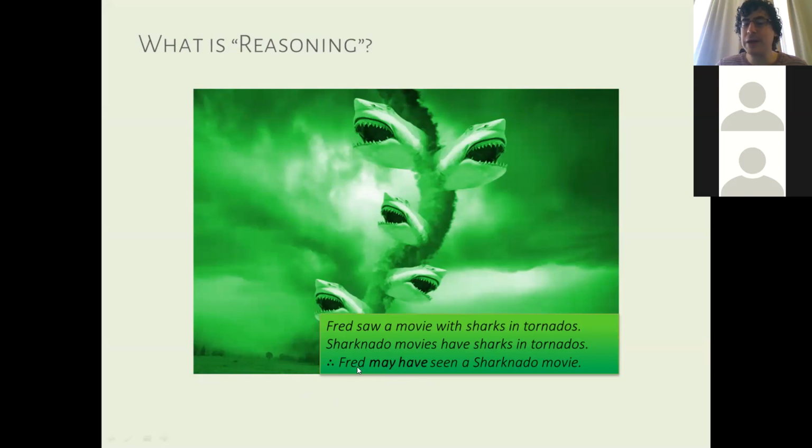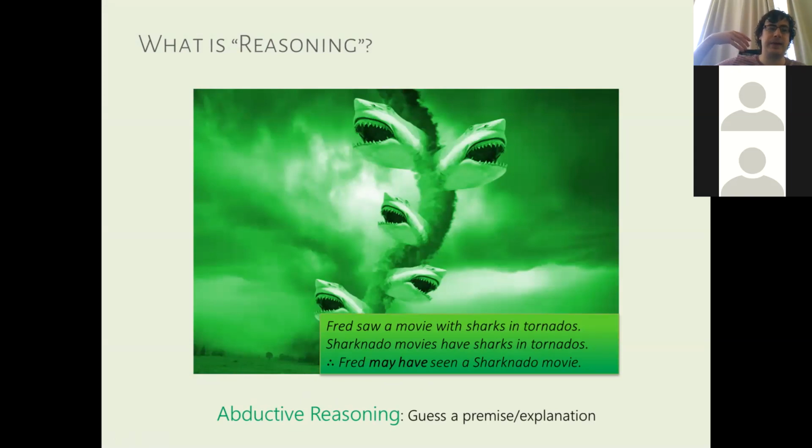It's a way of explaining observations with something more general, or not necessarily more general, just a possible explanation for an observation. So this form of reasoning is called abductive reasoning, where the idea is to guess a premise or an explanation. It's similar to inductive reasoning in the sense that the conclusion is not certain. There may be other explanations, but a reasonable explanation would appear to be that you saw a Sharknado movie in this case.